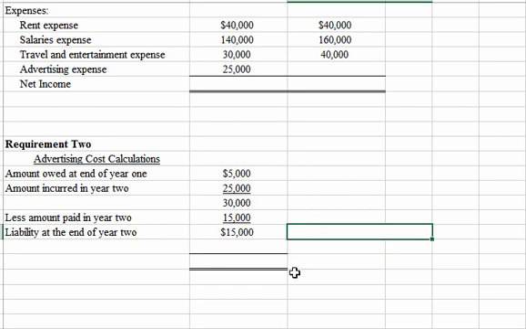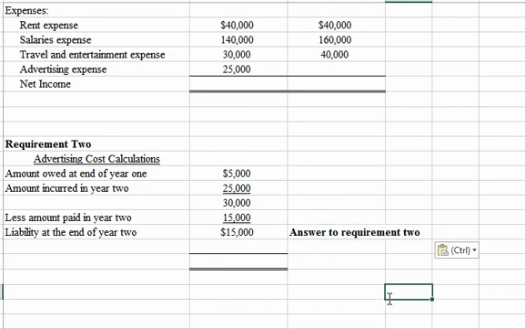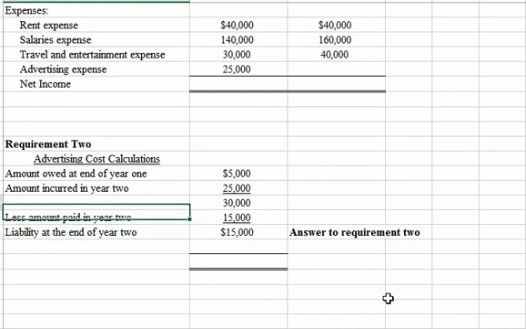Okay, and that's what they're asking for in requirement two. So there you go, you guys. There's your answer to requirement two. Okay, the liability at the end of year two. Now let's go back through that to this point. Okay, what do we know?